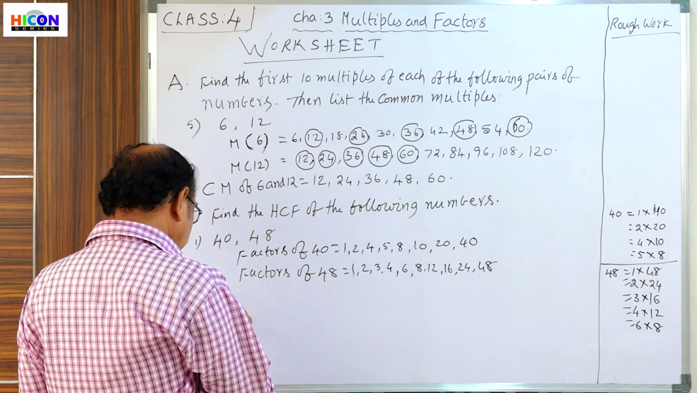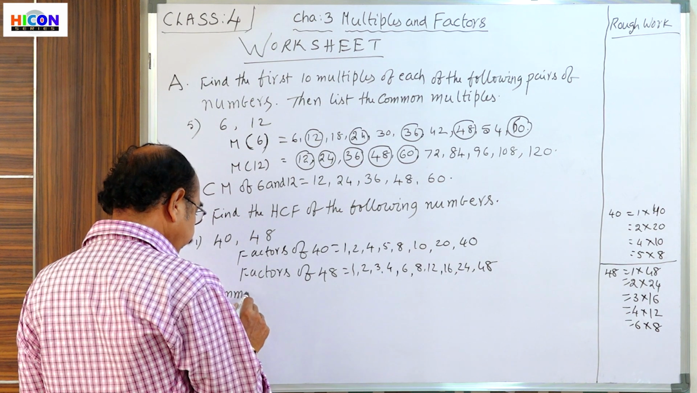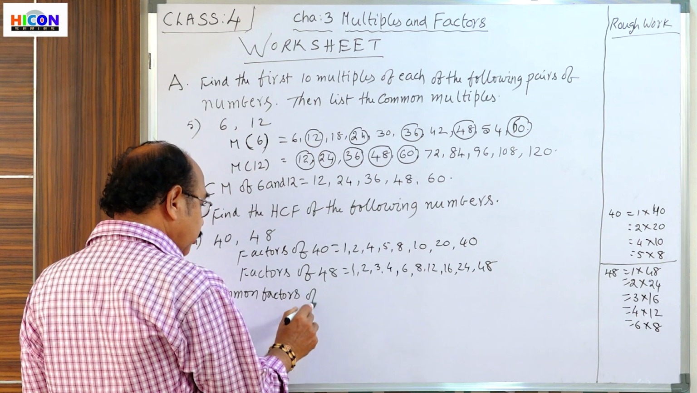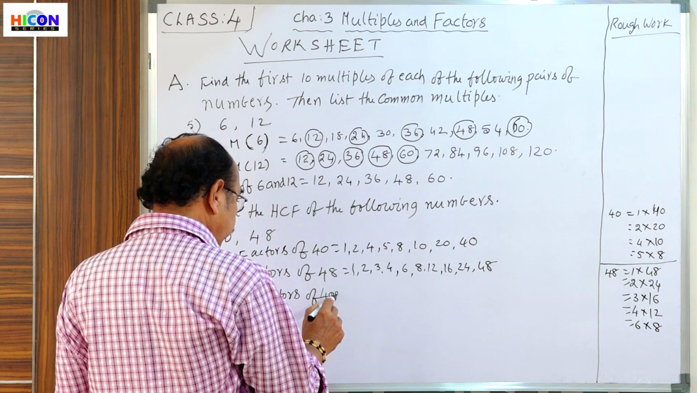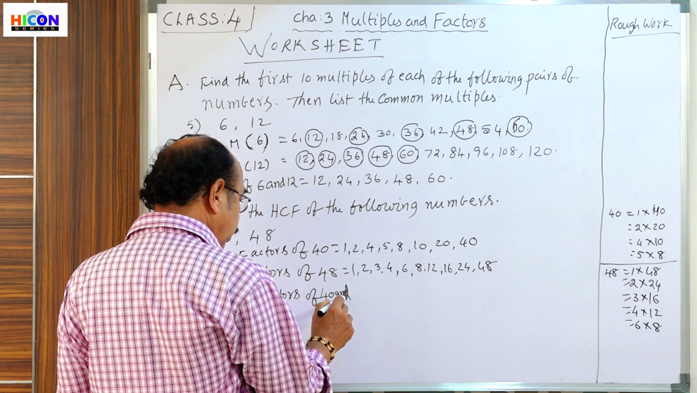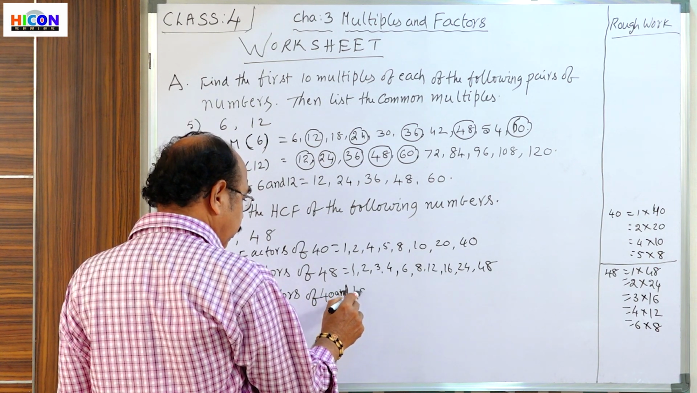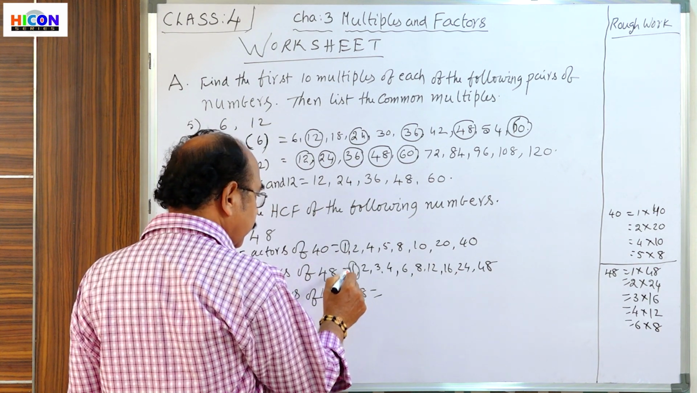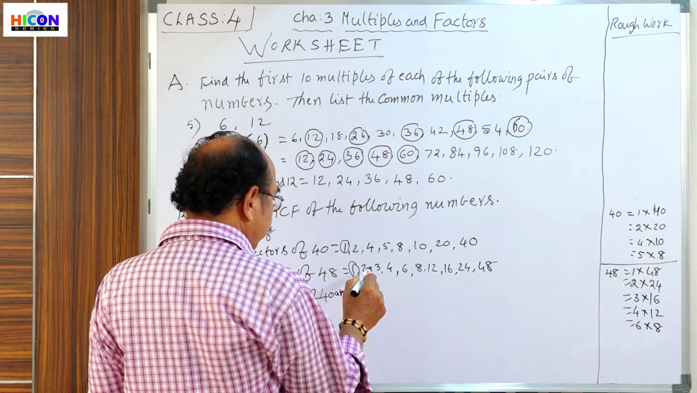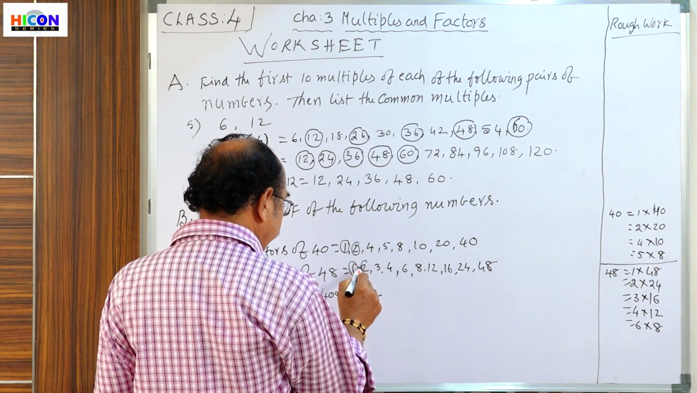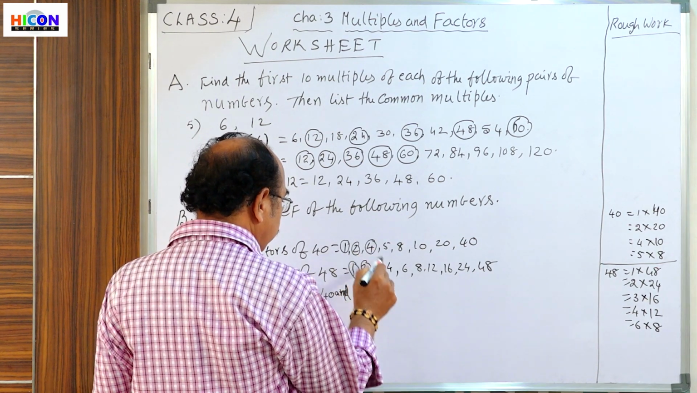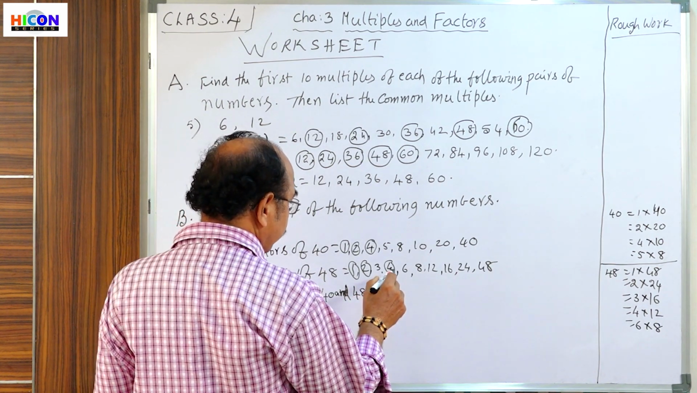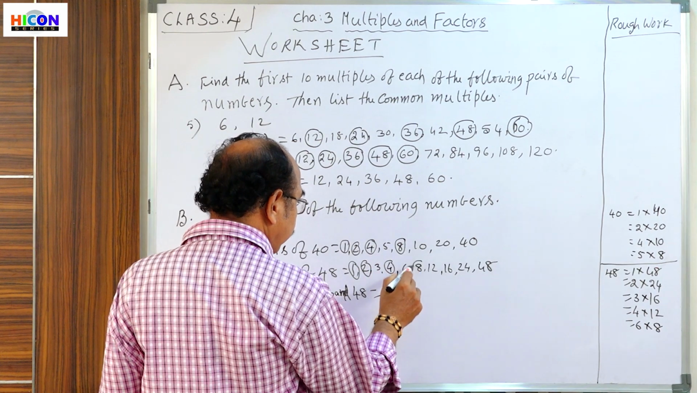So, first of all, write the common factors of 40 and 48. What are the common factors here? 1 is common. Okay. Next, what is there here? 2 is common. And 4 is the common factor. Next one, what here? 8 is the common factor.